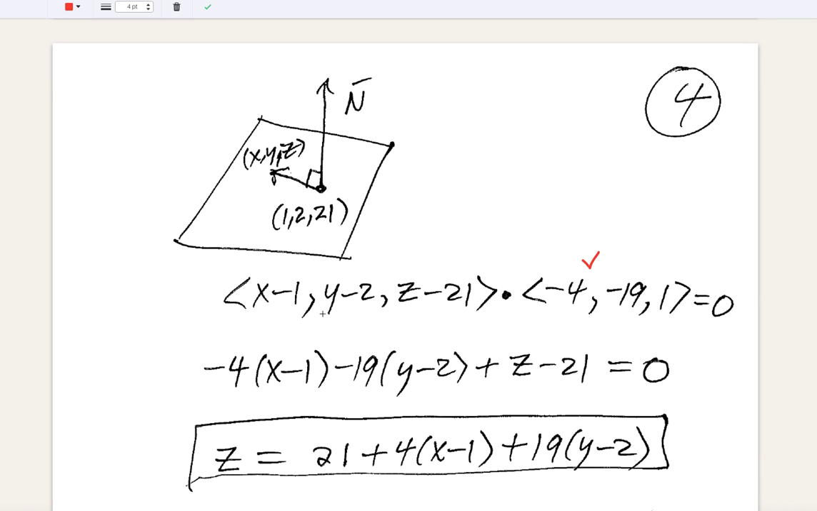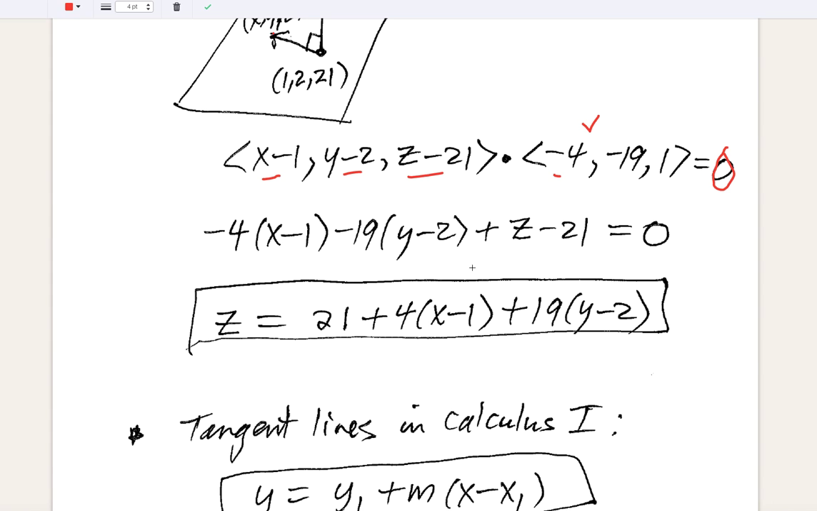And then I'm going to dot it with what? The difference vector from (1, 2, 21) to an arbitrary point x, y, z on the plane. So I've got x minus 1, y minus 2, z minus 21, dotted with the normal ought to give you 0, because these two vectors will be orthogonal all the time. Then I just rewrote it a little bit, so I've got z equals 21 plus 4 times (x minus 1) plus 19 times (y minus 2).